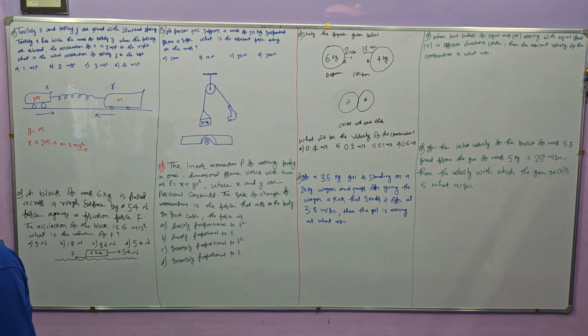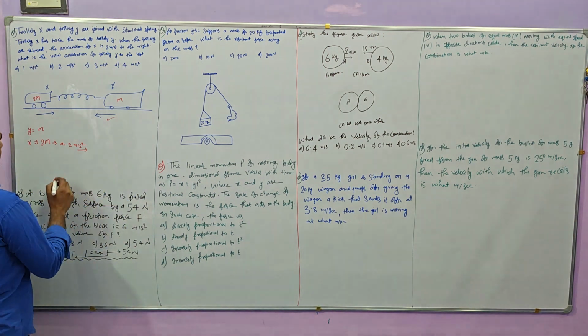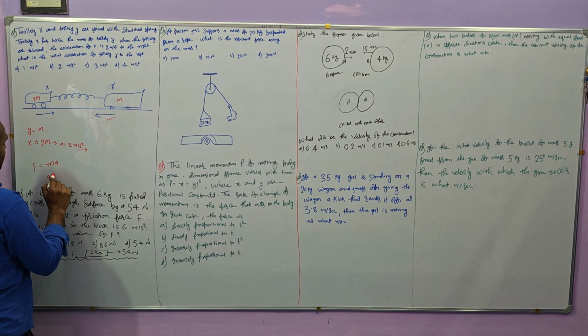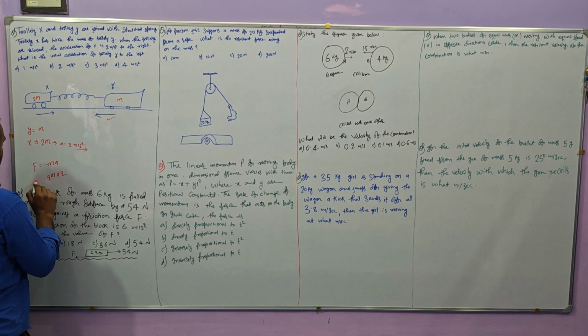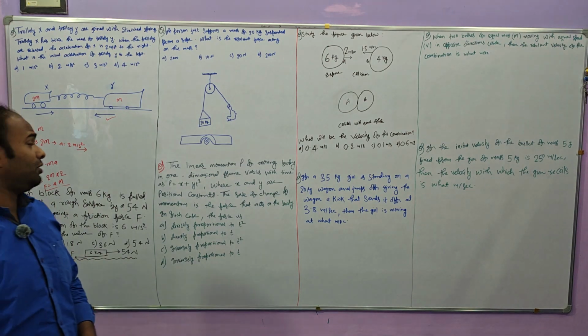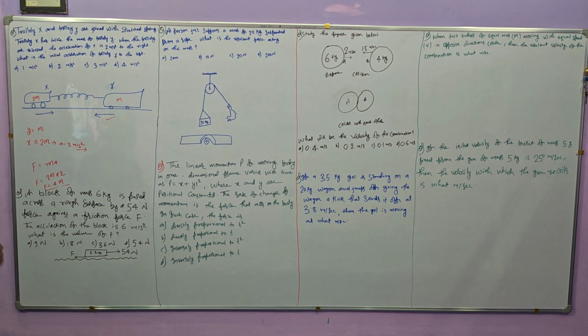What is the initial acceleration of trolley Y to the left? Then we know F is equal to ma. That means mass is 2m into 2, so F is equal to 4m. Trolley X has a force of 4m, so both the forces are the same in magnitude.